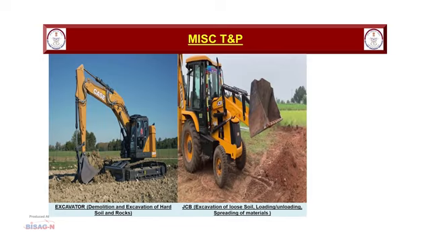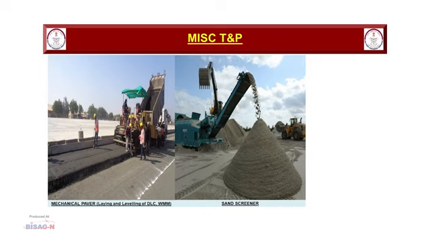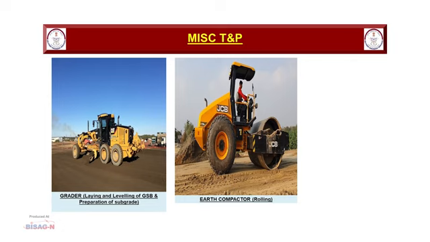Miscellaneous. Excavator is used for the demolition and excavation of hard soil and rocks. JCB is used for the excavation of loose soils, loading and unloading, and spreading of the various materials. Mechanical paver is used for the laying and leveling of the dry lean concrete and wet mix macadam. Sand screeners. Graders: for laying and leveling of the GSB and preparation of the subgrade, we use a grader. Earth compactor is used for the rolling purpose.